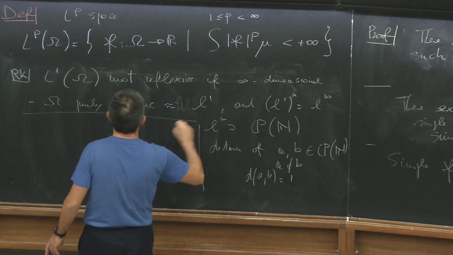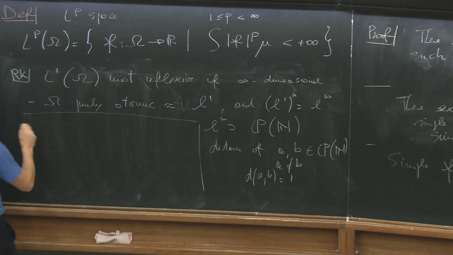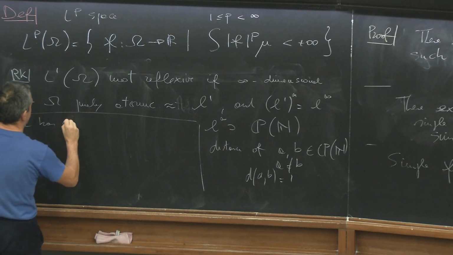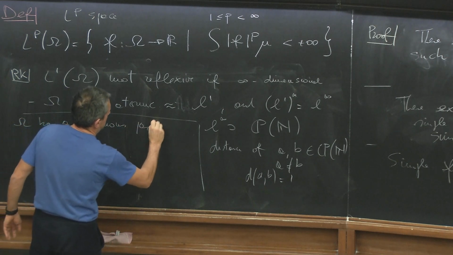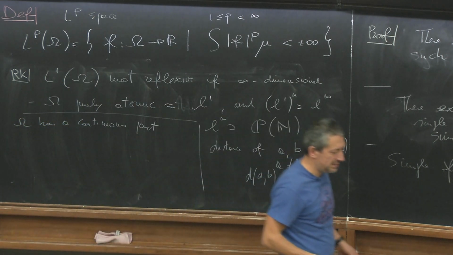The other part is when omega, let's say, has a continuous part. Jokes are bad. I'm sorry.